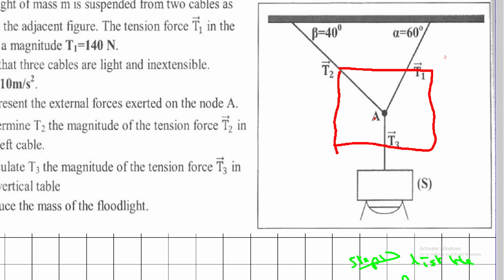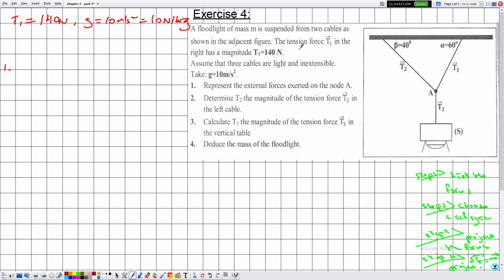Okay, now what are the forces acting on the body A? Suppose that the mass of A is 0, so the point A has no mass, so it will not be subjected to the weight. So what are the forces acting on the node A? We have the tension T1, we have the tension T2 along the string, and we have tension T3 along the string.